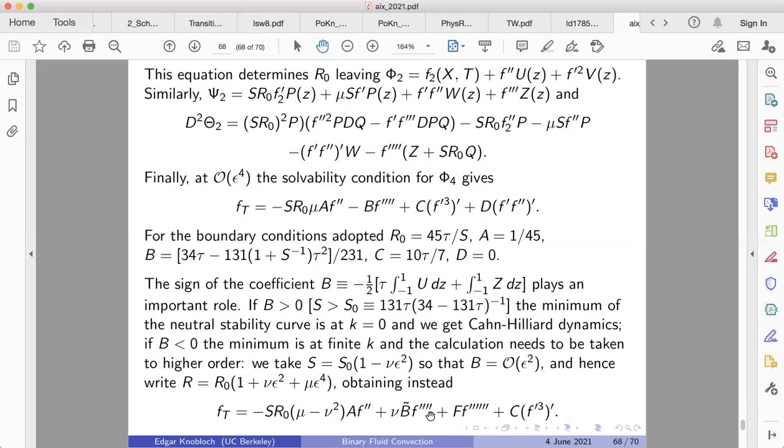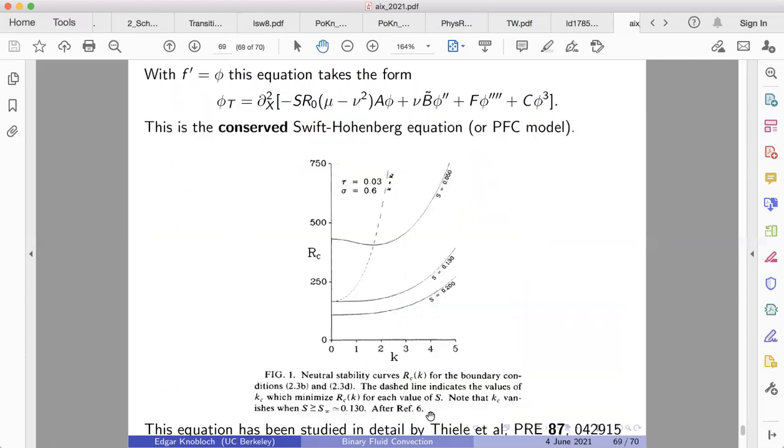And the nice thing about this equation, again, if I rewrite it in terms of this quantity phi, which is f primed, what do I get? Well, this is the Swift-Hohenberg equation, but it's the conserved form of the Swift-Hohenberg equation because there is this Laplacian in front. And of course, that's expected because we are conserving the mass. The mass is just being moved around by the motion. And so you end up with this conserved Swift-Hohenberg equation.